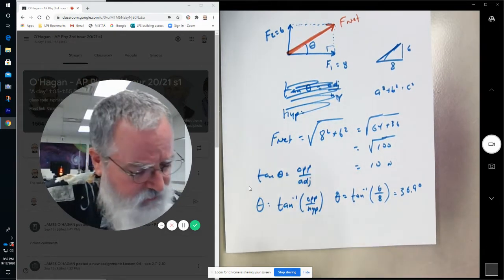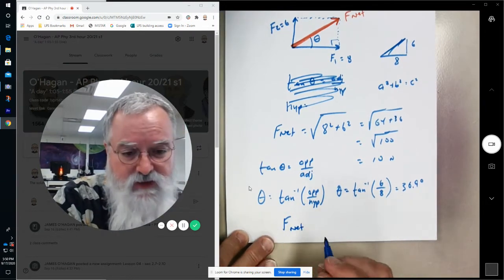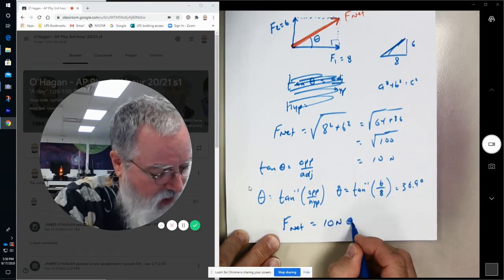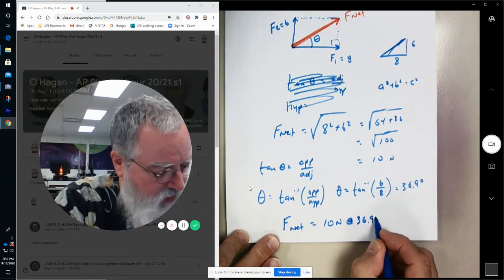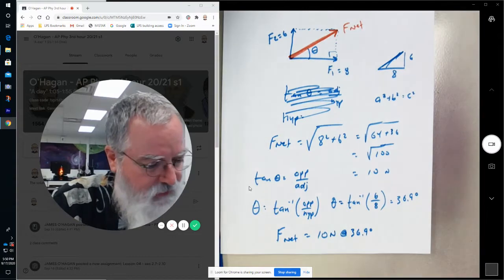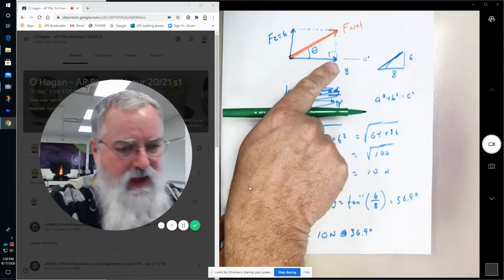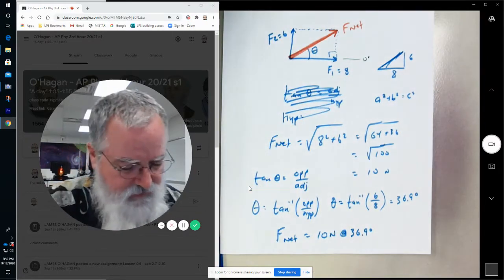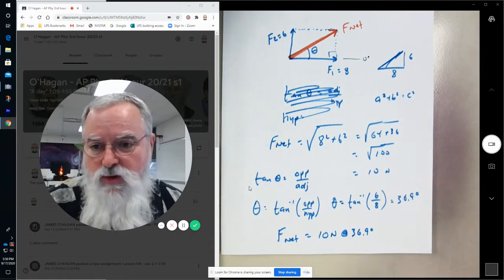So we know this vector. We know the net force, and here's how you'd have to say the whole thing: it equals 10 newtons at 36.9 degrees. Of course, this assumes that 0 degrees is this way, and the angles get bigger going counterclockwise, which is what we do in math, so that seems to make sense. Okay, so that's how I add up two vectors using trig.